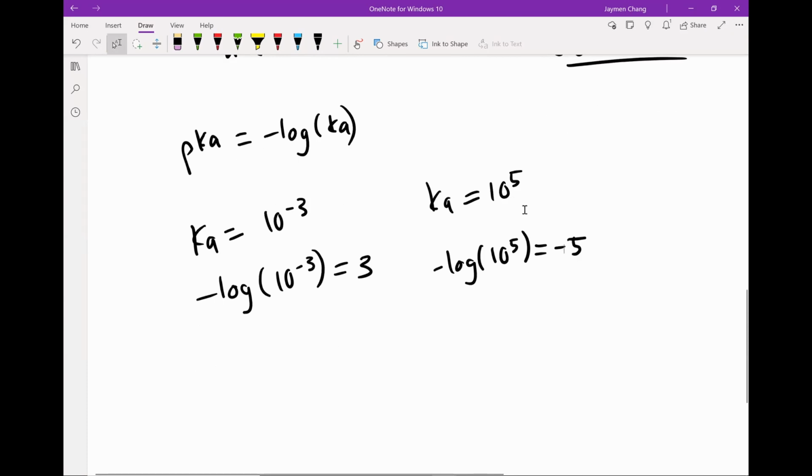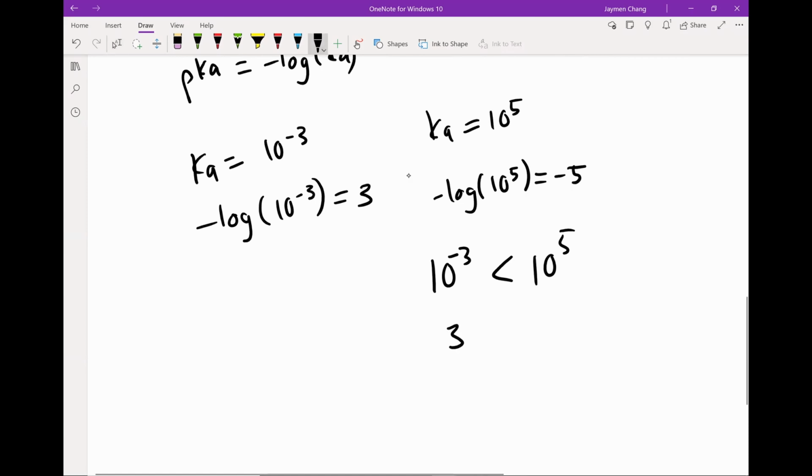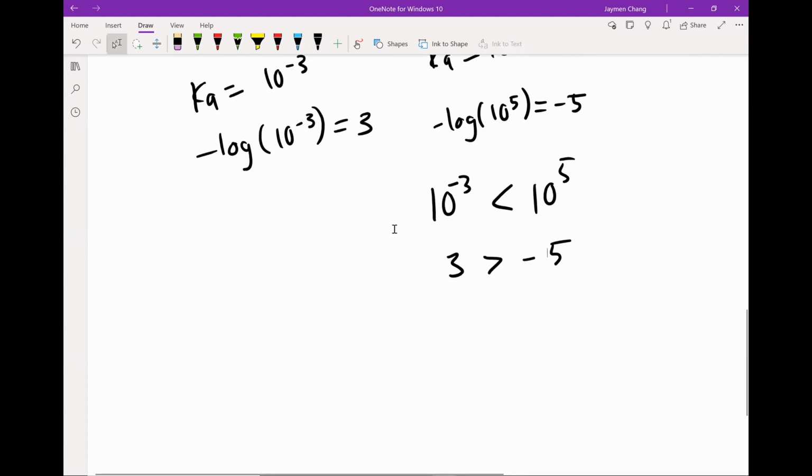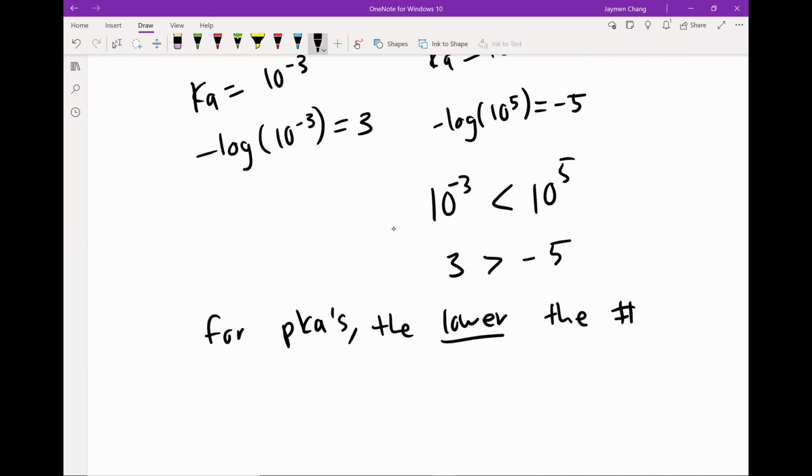If we compare these two Ka values, 10 to the negative 3 is less than 10 to the 5. In fact, this is a very small decimal, and this is quite a large number. However, we'll see that 3 is greater than negative 5. So the key thing we want to see for pKa's is the lower the number, the more it favors the products.